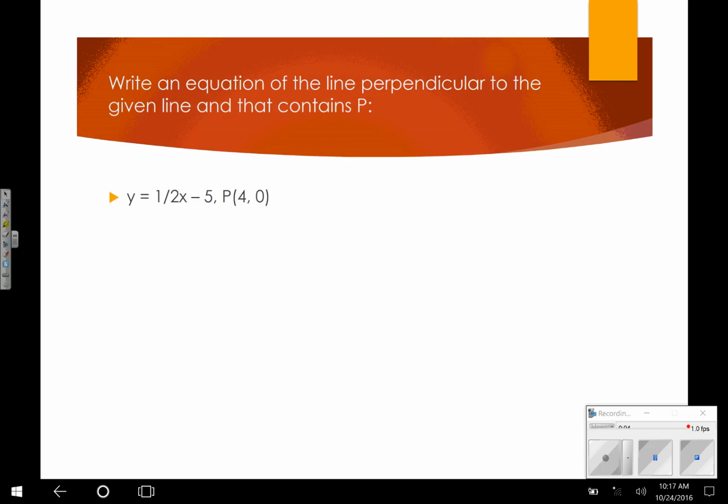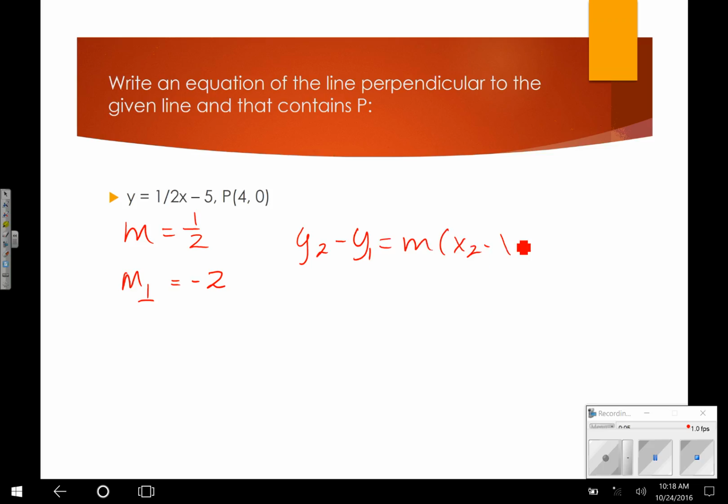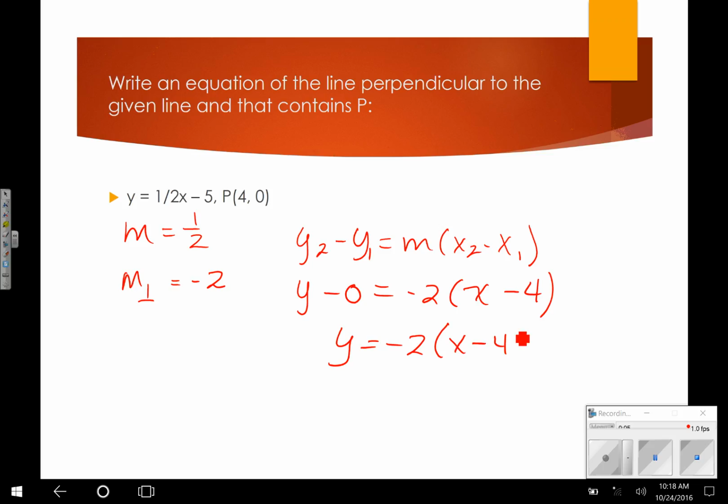Okay. We're going to go back to writing equations. All right, so if I'm going to make an equation of a line perpendicular, my slope of this line is 1/2. My slope of my perpendicular would be negative 2. So I've got a point and a slope. I'm going to use the point slope form, and I'm going to put in the point (4, 0), so y minus 0 equals negative 2 times x minus 4. And the y minus 0 actually goes away, and there's my equation of my line.